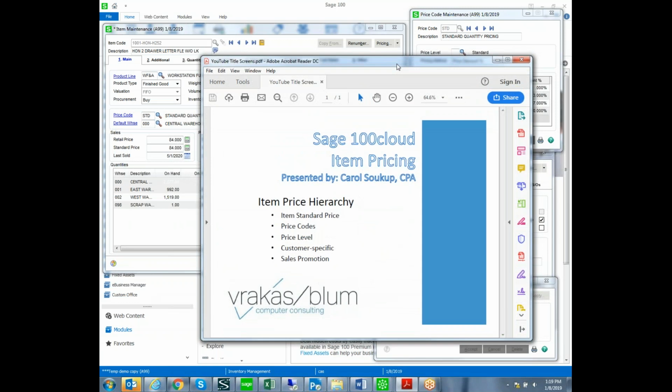So just to summarize the item price hierarchy, we started with the item's standard price. If nothing else is set up, that rules. If you have optional price codes set up, you can set those up for formulas that apply to large groups of items. If you have an exception that overrides it based on an individual item, you can use the item price level, or the customer specific pricing for an item is even more specific. And then a sales promotion that's in effect and lower cost will trump everything else.